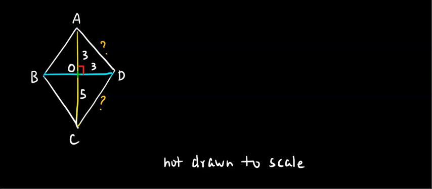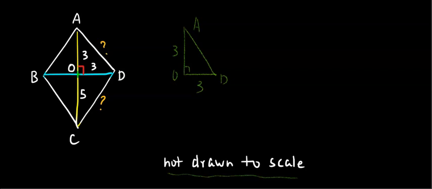Therefore, I'm going to pull out my lovely little right triangle AOD. Pull it out. And then we're going to label, that's 3, that's 3. Remember, not drawn to scale. Alright, if this is 3, this is 3, which means this is an isosceles right triangle. I don't have to use my Pythagorean theorem.